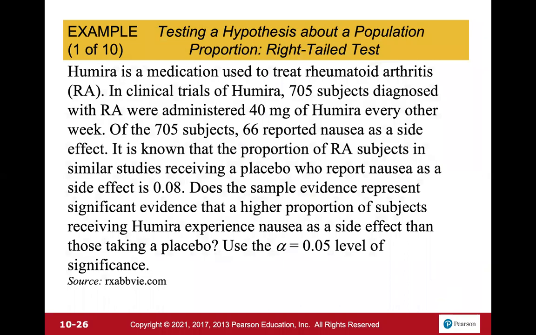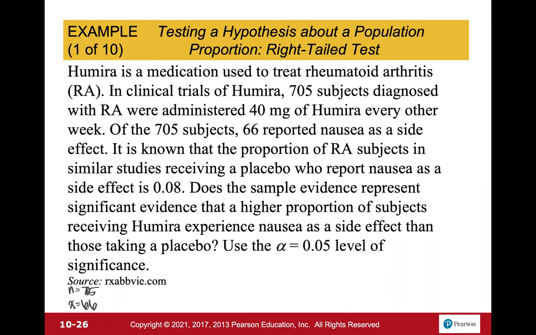All right, so Humira, a medication used to treat rheumatoid arthritis. In clinical trials for Humira, 705 subjects diagnosed with RA, so that means that N is equal to 705, were administered 40 milligrams of Humira every other week. Of those 705 subjects, 66, so X is equal to 66, reported nausea as a side effect.